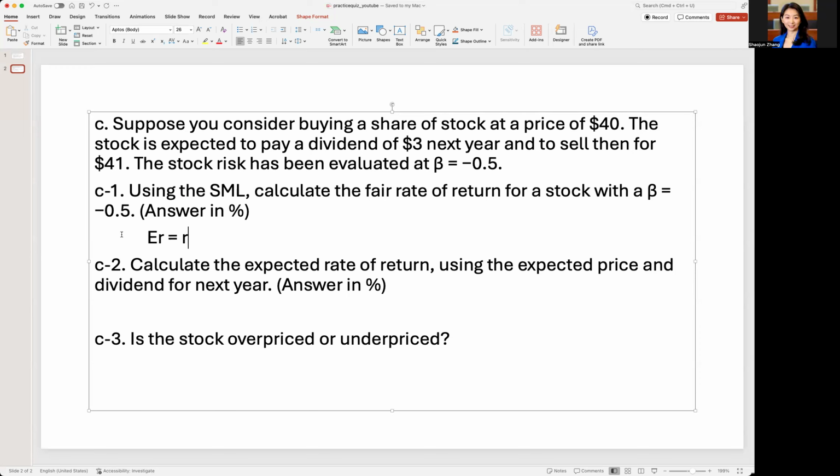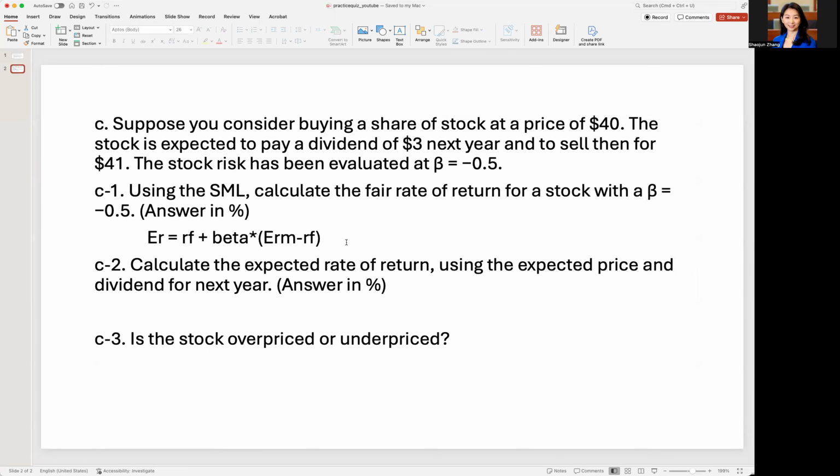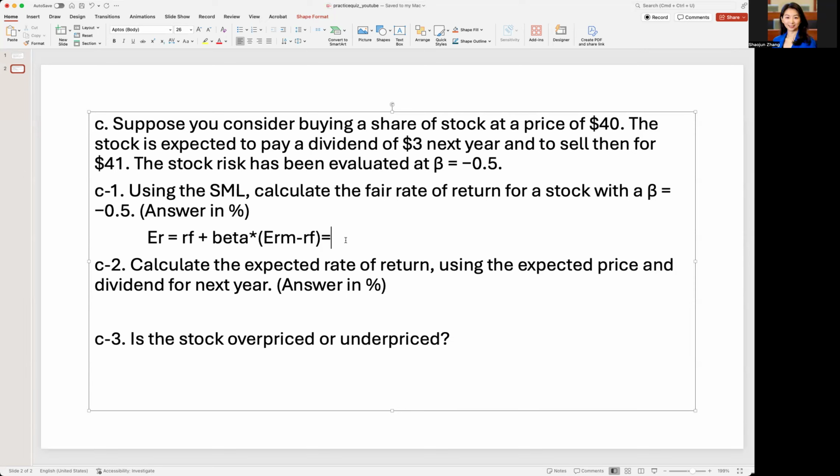So ER equals the risk-free rate plus beta times the market excess return, market minus risk-free rate. In this question, the risk-free rate is 4% and the market return is 12%. So we can put in the risk-free rate 4% plus beta minus 0.5 times the market return 12% minus the risk-free rate 4%. And I get 0.